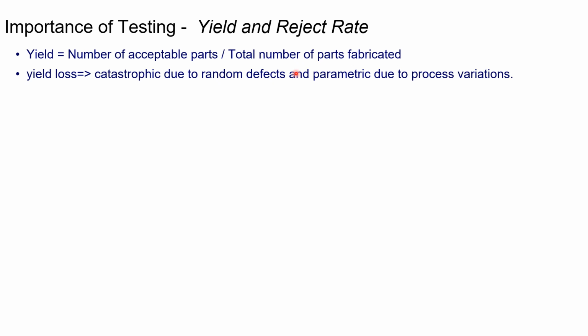divided by the total number of parts fabricated. What do you mean by acceptable parts? They are the parts which pass all your test patterns. Underline it, write it down in your notes: the parts which pass all the test patterns are called acceptable parts. You take the ratio, and that's called yield.